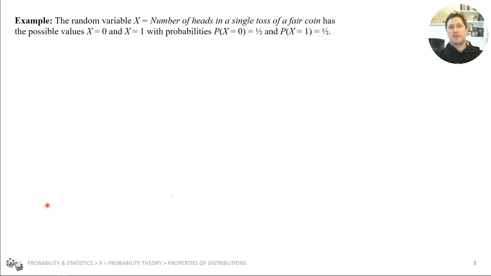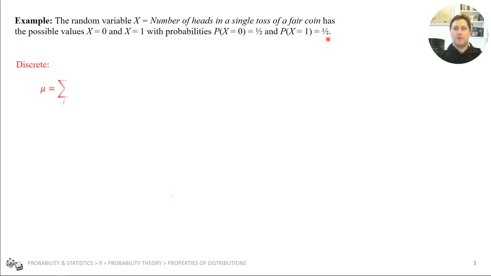Here's a very simple example with a discrete case. The random variable is the number of heads in a single toss of a fair coin. So this variable has value 0 if there are no heads, and 1 if there is a head. The probability of each of those is both 1/2.